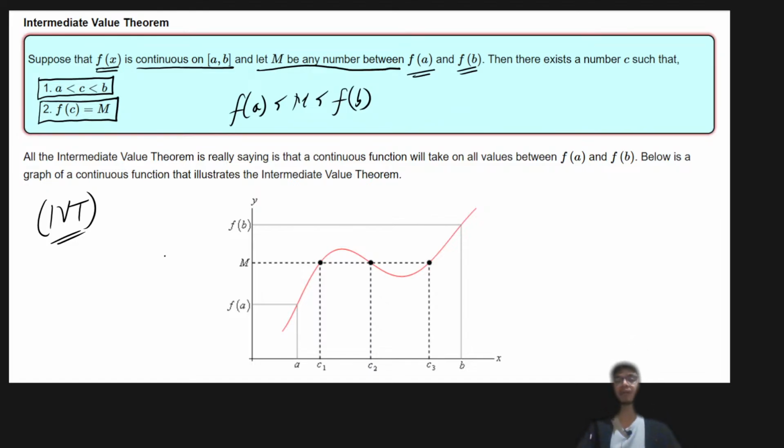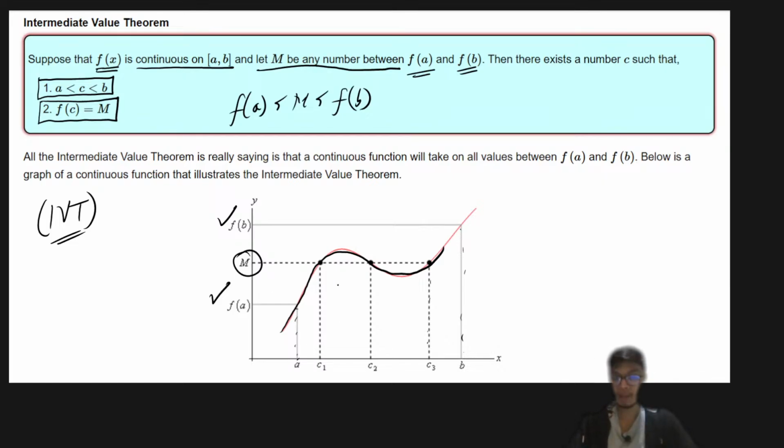So the intermediate value theorem says that if we have a continuous function, and I have also drawn a figure to explain it. Let's say I have a continuous function. As you can see, the curve of this function is continuous, and let us say it is defined from x equals a to x equals b. And our m is defined between f of a and f of b, right?